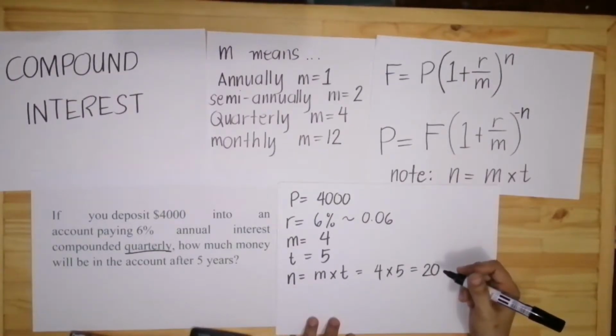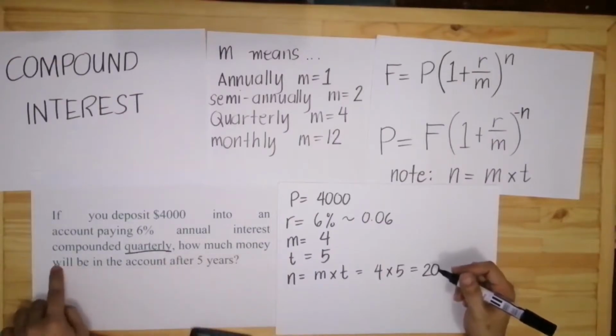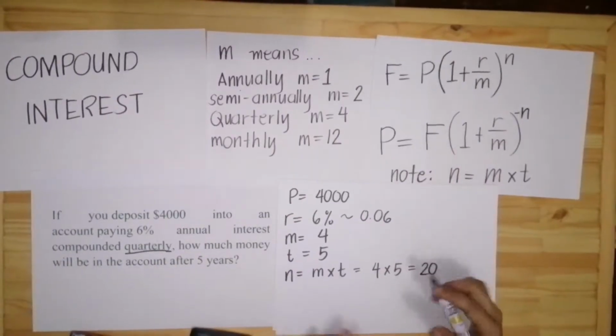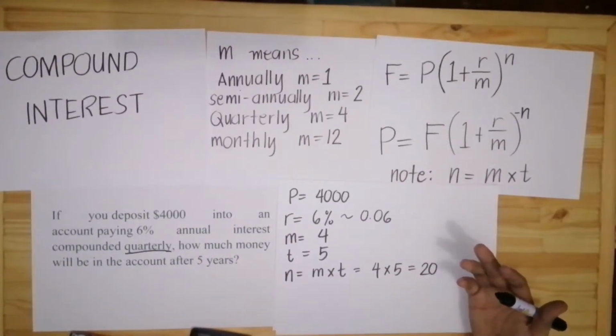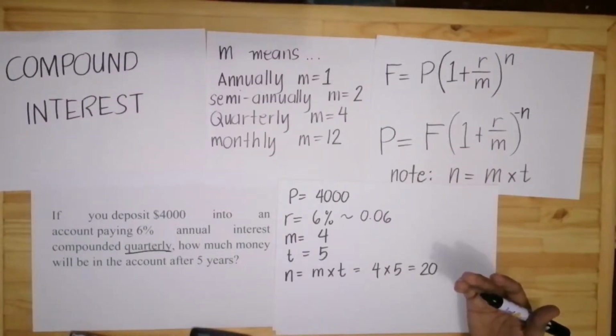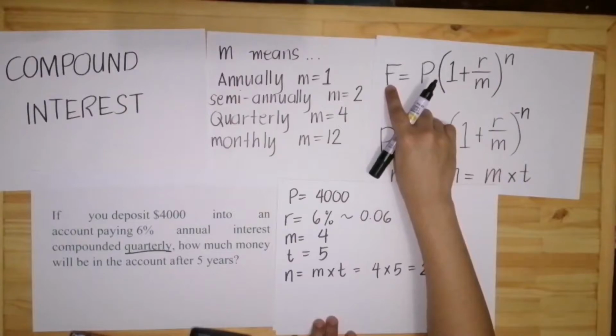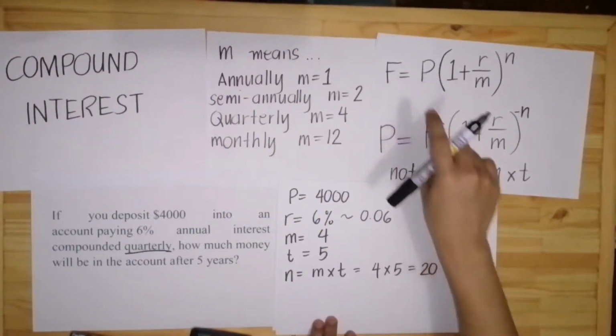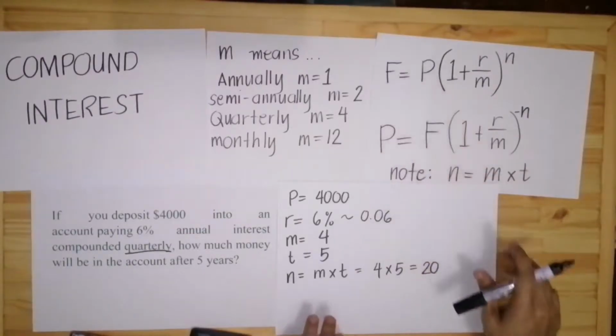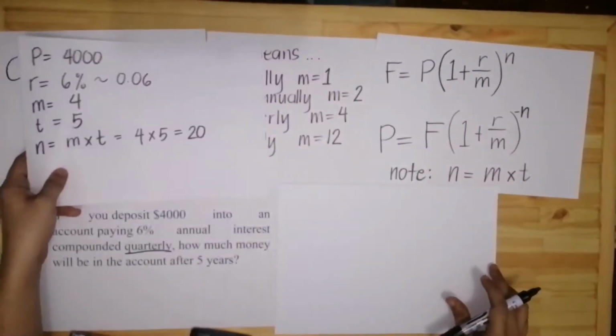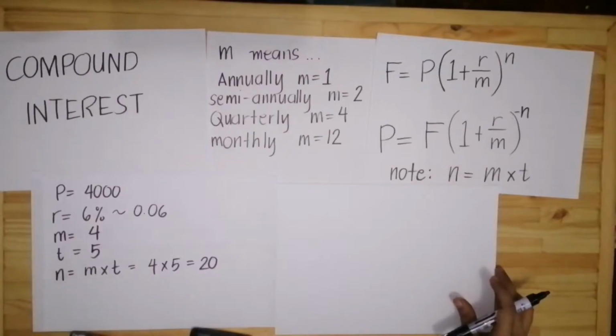So anong hinahanap natin? How much money will be in the account? So pag sinabing how much money, ang hinahanap natin ay maturity value or the compounded amount. Yun yung F plus. F is the maturity value, future value, or the compounded amount. So yan yung gagawin natin to get the answer. So lagay lang natin yan dito.